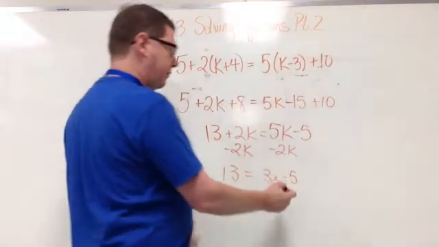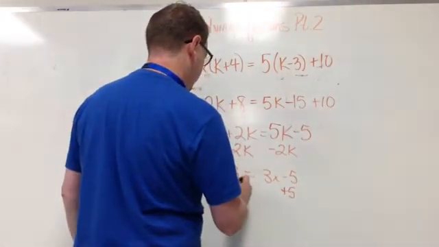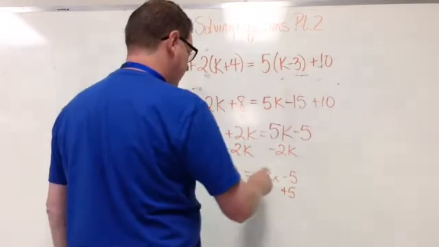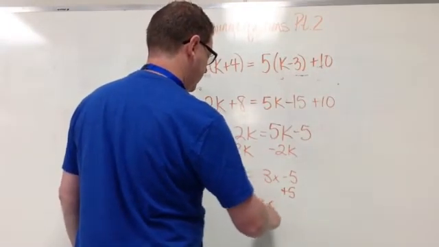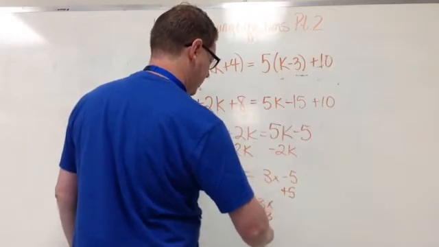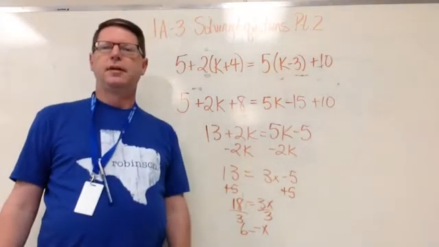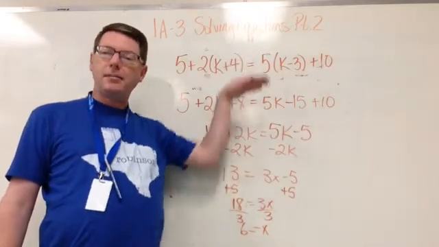Now, add 5 to both sides. Back to this two-step equation. So I've got 13 plus 5 is 18 equals 3k. Divide both sides by 3. K equals 6. Bam. A lot of steps.